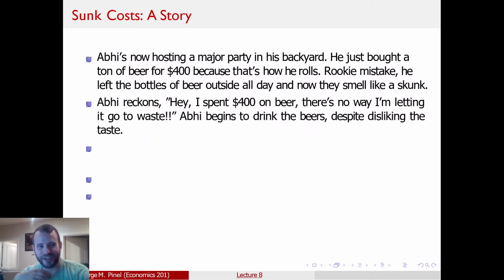So he got a bunch of beer. He left them out in the sun. It produces like this weird chemical. That's why some bottles are green, because it lessens the chemical. But leaving them out in the sun will make the beers smell and taste crappy. Okay? But Abby's thinking, yo, I just spent $400 on beer. There is no way I'm letting it go to waste.